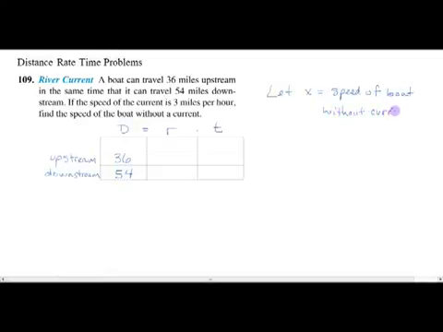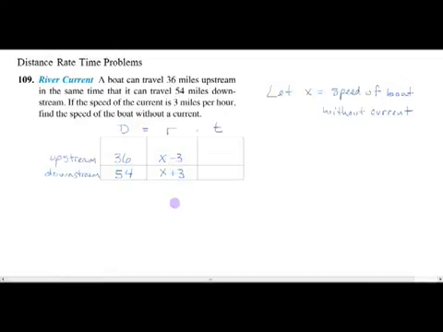Now think about going downstream. If the speed of the boat is x and the speed of the current is 3 miles per hour, then my overall speed would not be just x, it'd be 3 miles per hour faster. So its overall speed is x plus 3. Going upstream, my boat is trying to go x miles per hour, but the speed of the stream is pushing against it 3 miles per hour.